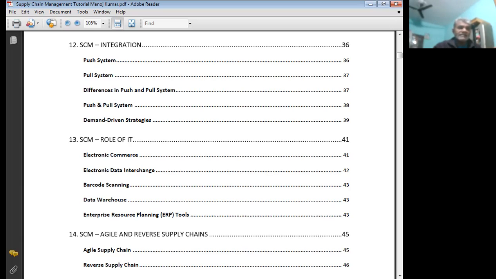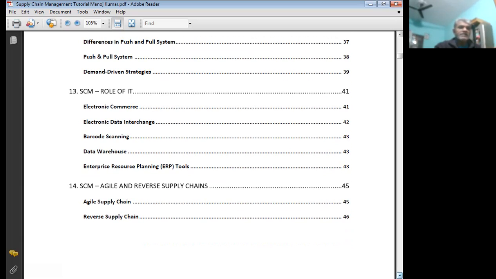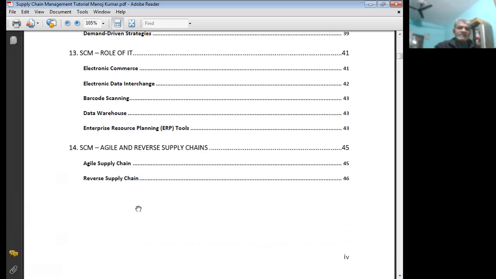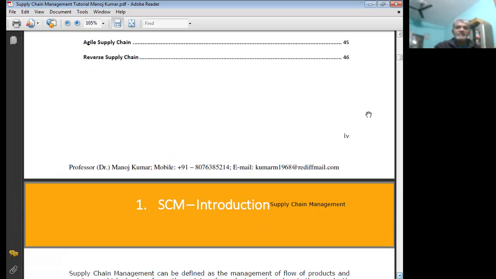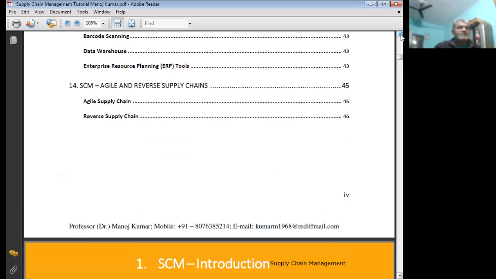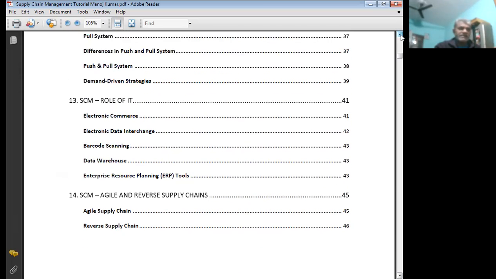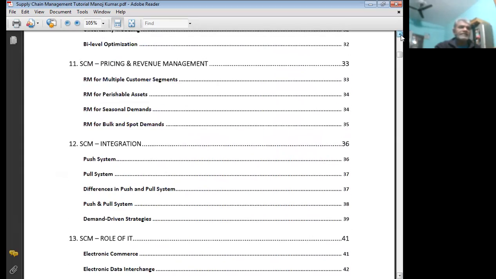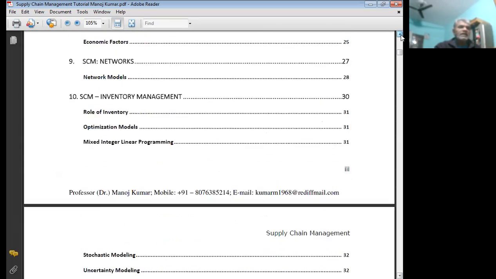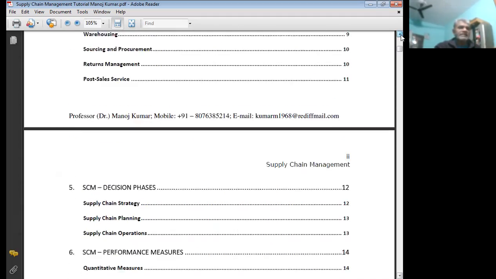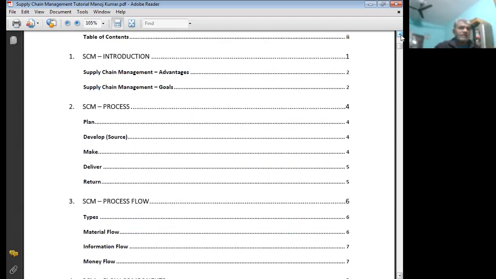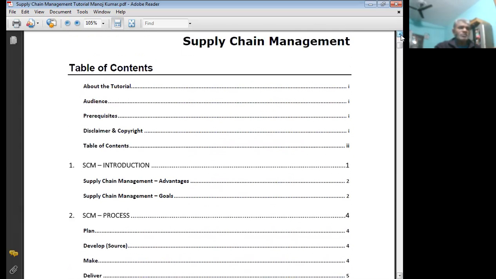Then the agile supply chain and the reverse supply chain. These are the topics of supply chain management. 14 topics are there. These are to be studied in detail, and these issues are to be studied in detail in the case of supply chain management.